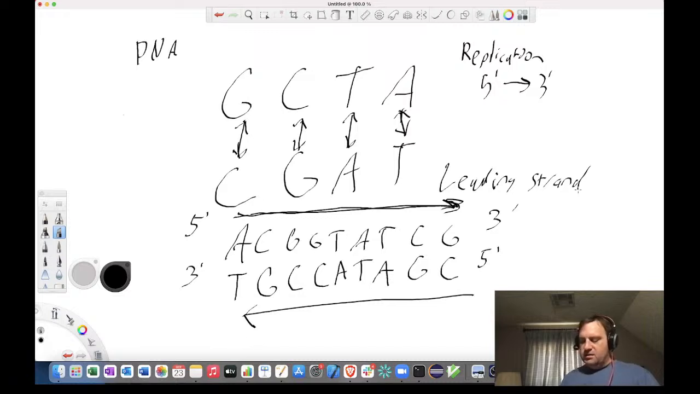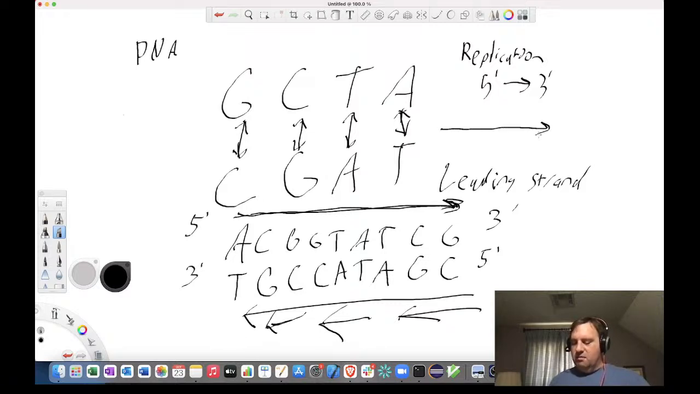So on the lagging strand, it will synthesize short segments going this way, a lot of individual segments. It's going left to right, but in little bits, it's doing the other one right to left, and then it joins these together using a DNA ligase. So that's the way that replication works.